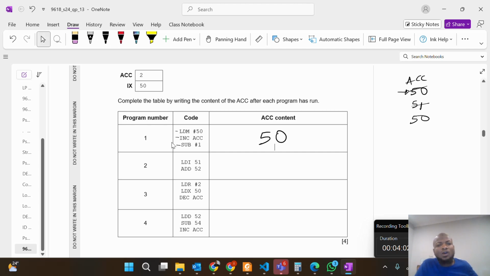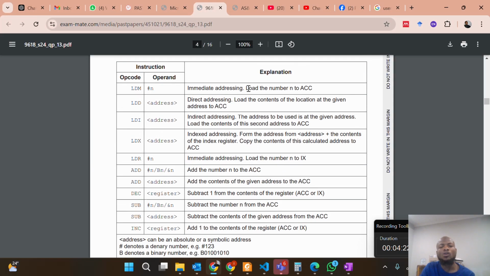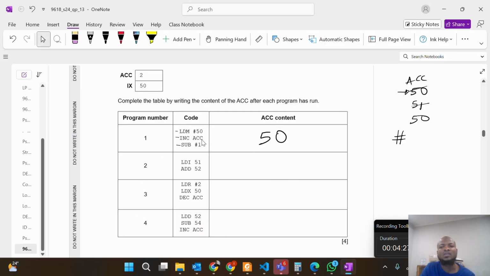If I start again, LDM 50 means load this number 50. Like I told you, anything that follows a hash means that number is a denary number. So LDM 50 means load 50 to the accumulator, not add. After loading 50 to the accumulator, INC ACC means increment the content of the accumulator by 1. So that becomes 51. SUB 1 means subtract 1 from the content of the accumulator, then 50 is derived. I hope this is understood.